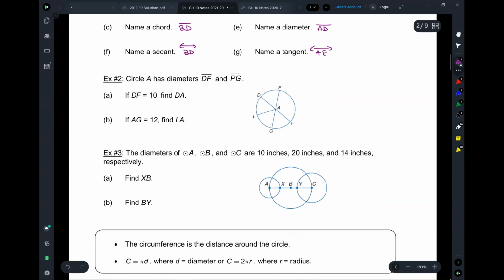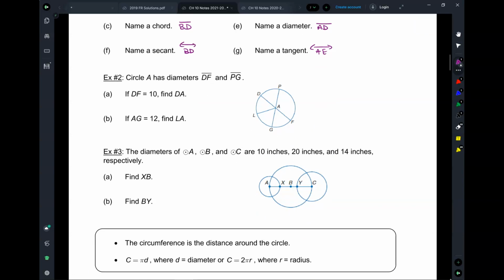Good. Okay, so circle A has diameters DF and PG. If DF is 10, find DA. So DA is a radius, and how is it related to a diameter? It's half of it, right? So a diameter is 2 times r. So how much is DA? 5.